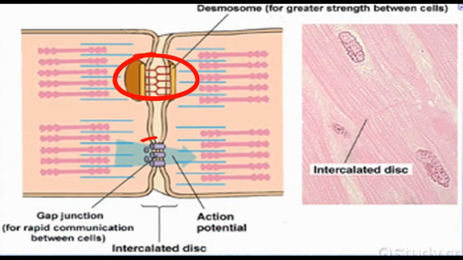Desmosomes act like spot welds, anchoring adjacent cells together and providing mechanical strength to the heart muscle. Gap junctions, on the other hand, are channels that allow for the rapid passage of ions and small molecules between neighboring cells. This electrical coupling enables the heart to contract as a single coordinated unit, ensuring efficient blood pumping.